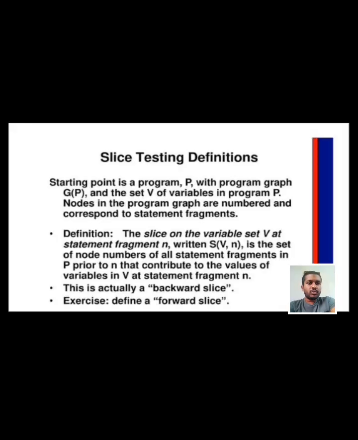Testing definition. Take a starting point in a program P with program graph GP and a set V of variables in program P. Nodes in the program graph are numbered and correspond to statement fragments. Definition. The slice on the variable set V at statement fragment n, written as S(V, n), is the set of node numbers of all statement fragments in P prior to n that contribute to the value of variables in V at statement fragment n. This is a backward slice. Exercise: define a forward slice.